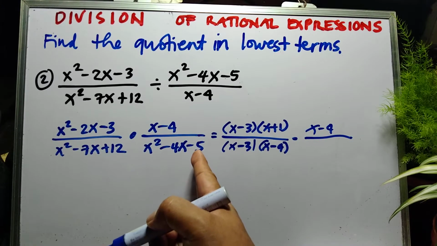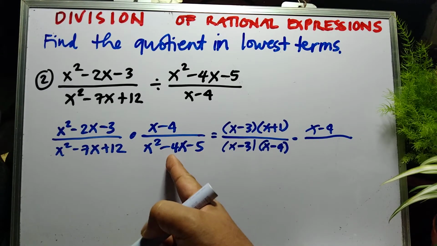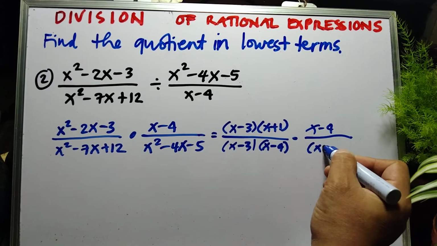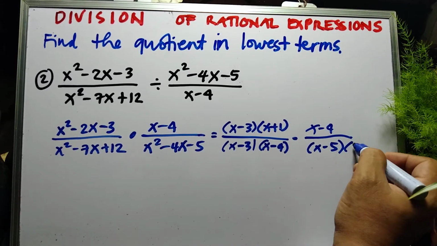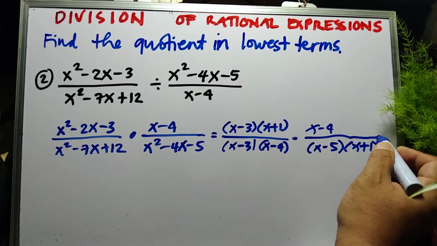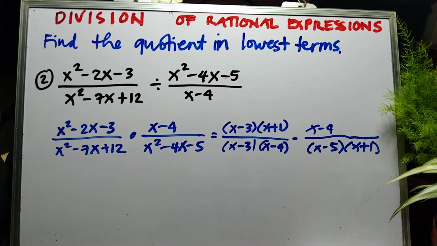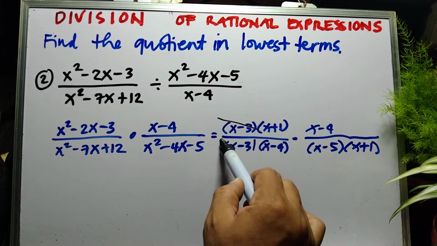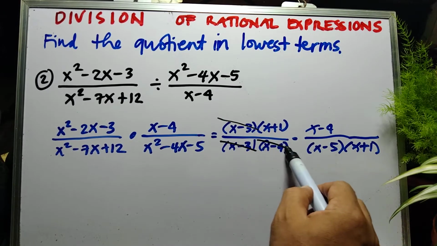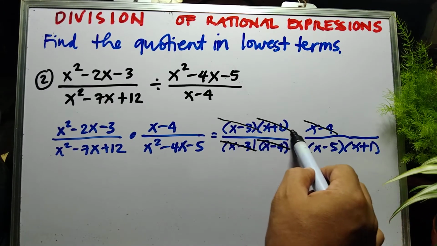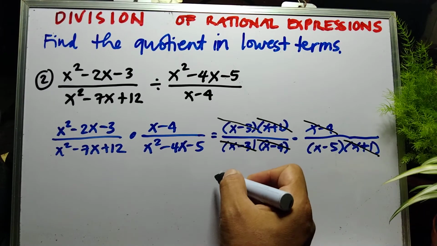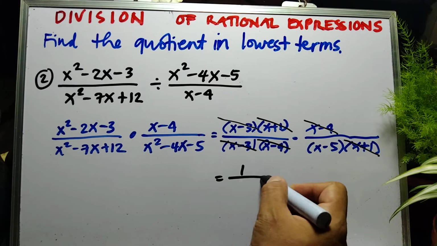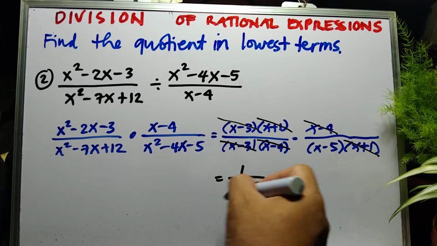Trial and error method. What are the factors of 5? Then the middle term is negative 4. So we could have x minus 5 and x plus 1. So at this point, hahanapin nyo na yung common sa numerator at saka denominator. No? So, we could cancel x minus 3, x minus 3. We could cancel x minus 4. We could cancel x plus 1. So, your final answer would be 1 over x minus 5.